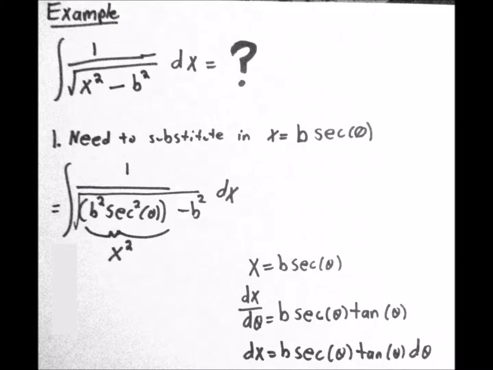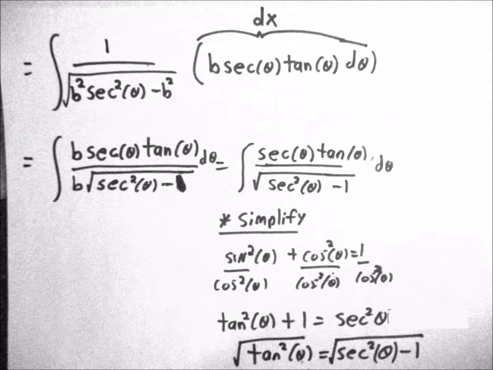Trigonometric substitution example. To integrate 1 over x squared minus b squared, substitute in b secant theta for x, and also substitute in dx, and the derivative of b secant theta is b secant theta tangent theta d theta. After substituting in for x and dx in terms of theta, we see that we can simplify the denominator, and the denominator becomes tangent theta. And then we get an expression that we can easily integrate.